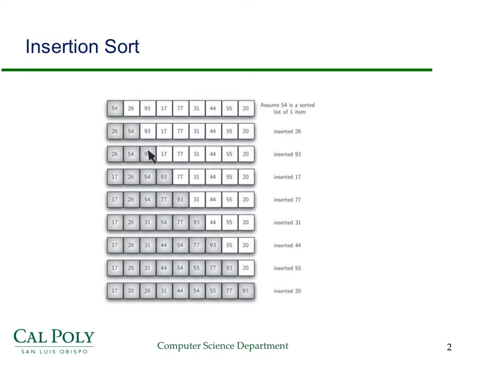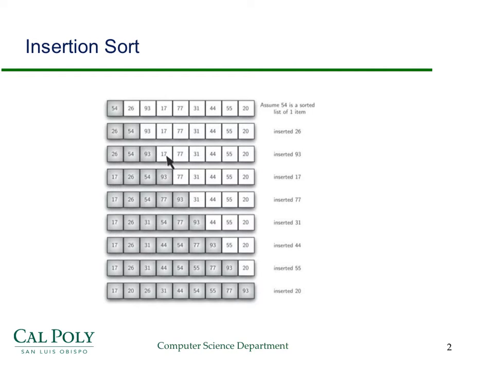We take the third item, 93, and compare it to 54. 93 is bigger than 54, so it stays put. So now we have the first three items in sorted order. Then the next item is 17.